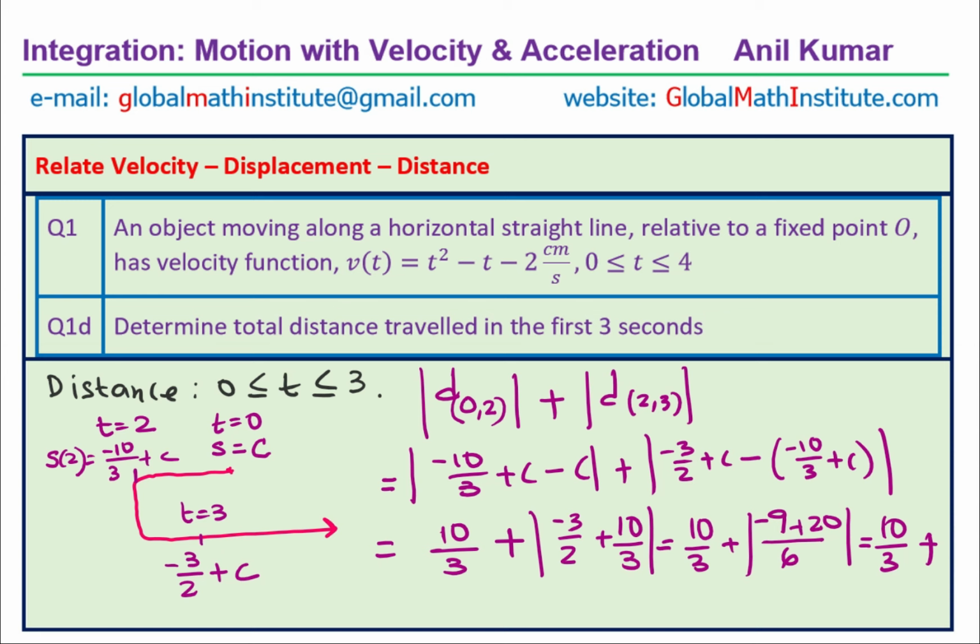So we get this as equal to 10 over 3 plus 20 minus 9 is 11, so we get 11 over 6, right? So we have to add these values to get our answer, and we say distance. Distance is, add them up, taking 6 as the common denominator, 20 plus 11, which is 31 over 6 centimeters. Correct? 6 times 5 is 30. So 5 and 1/6 of a centimeter.